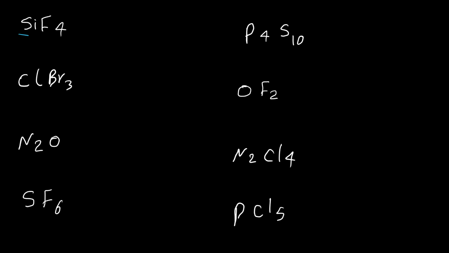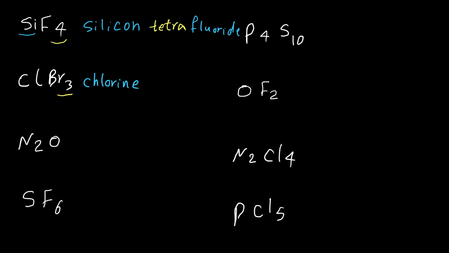For the first one, the first element is silicon. Then we have 4 fluorine, tetrafluoride. For the second one, the first atom is chlorine. So chlorine. Then we have 3 bromide. So tribromide.